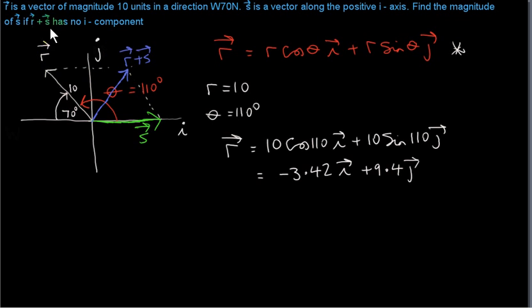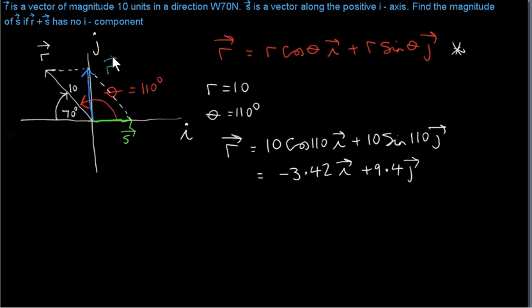But you see, we want vector R plus S to have no i component. Now, this vector here does have an i component. If we project down, this is its i component. No i component means that we want vector R plus S to lie along the j-axis, which means its i component will be 0. This is the picture we're after. If we're adding vector R and S, we complete a parallelogram, and then we draw in the diagonal of the parallelogram. This vector here is R plus S. So this is the picture that we're after.